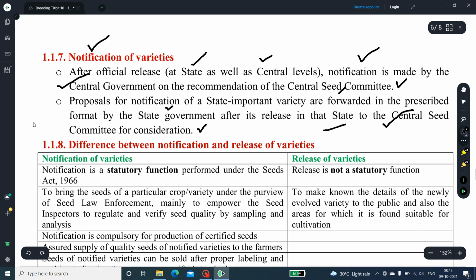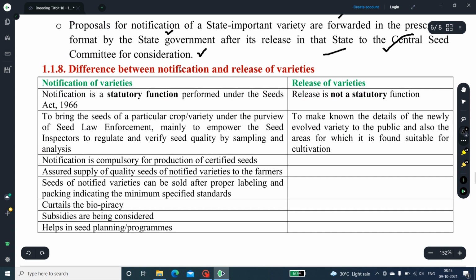And there is a difference between the notification and release of varieties. This is more important. As far as notification is concerned, the variety notification is a statutory function performed under the Seed Act 1966, while the release is not a statutory function.